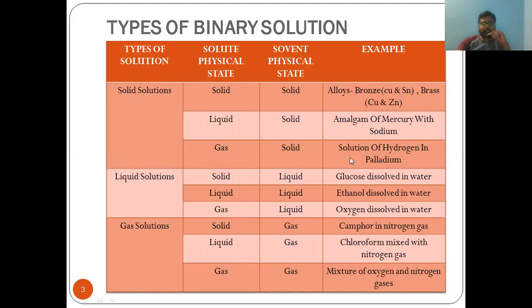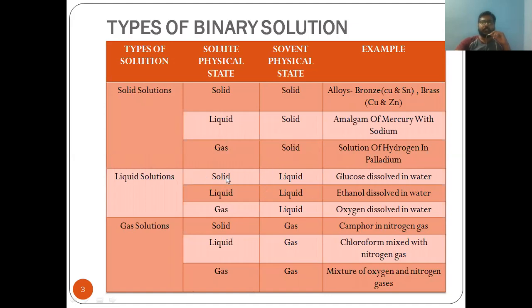We'll take an interesting example here. If we allow hydrogen gas to pass onto the palladium, first the gas adsorbs on the surface of the palladium, then the gas enters into the bulk of the palladium and forms a homogeneous mixture with it. Such absorbed hydrogen gas in palladium can be taken as an example. That is a solution of hydrogen gas in palladium, where hydrogen is a gas solute present in the palladium, which is a solid solvent.